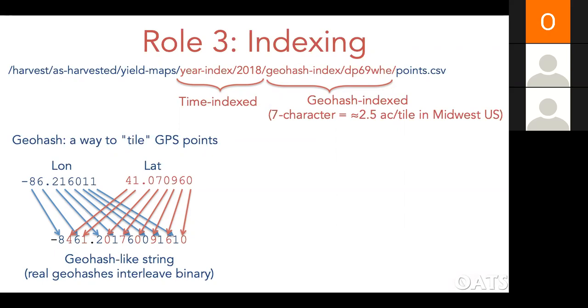And then if I'm looking for the stuff in this area, you can pick the area size that you want and go find all the tiles of whatever size it is. All you need to know is, I just want everything that starts with DP69 at the front or something like that. And the time index part is like, here's the geospatial index of all the stuff that happened in 2018, and here's the geospatial index of all the stuff that happened in 2017.